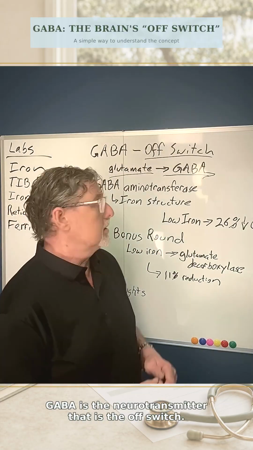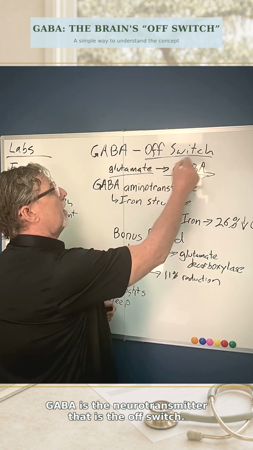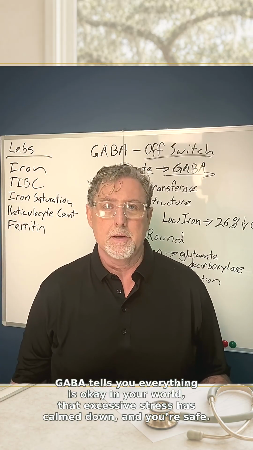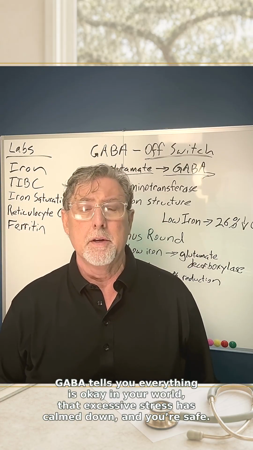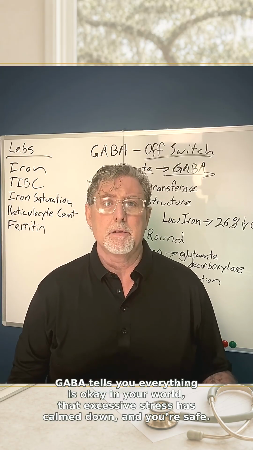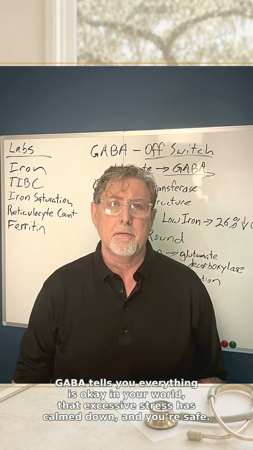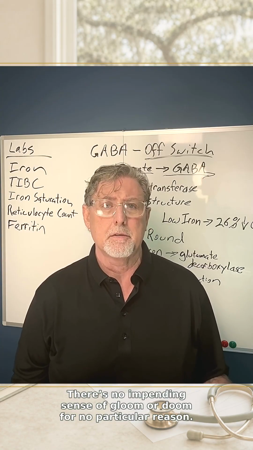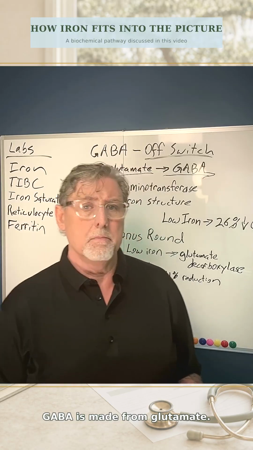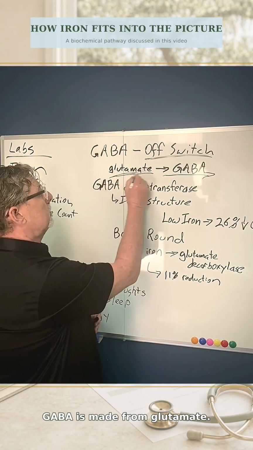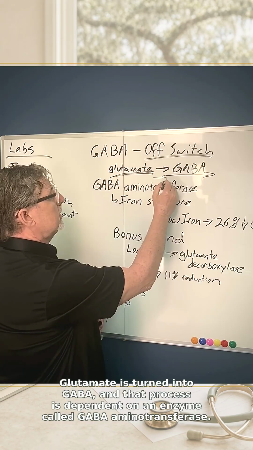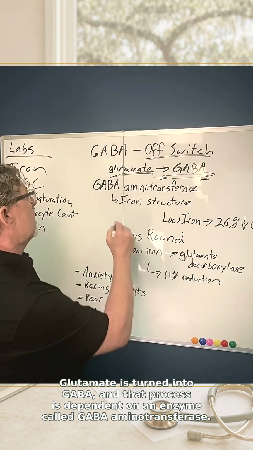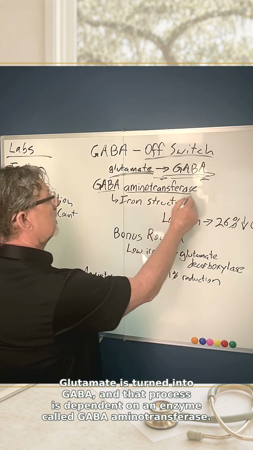So GABA is the neurotransmitter that is the off switch. It's the off switch for your brain. GABA is the neurotransmitter that tells you that everything is okay in your world, that your excessive stress is calmed down, that you're safe in your environment, there's no impending sense of gloom or doom for no particular reason. And how GABA is made is it's made from glutamate. Glutamate is turned into GABA, and that process is dependent on an enzyme called GABA aminotransferase.